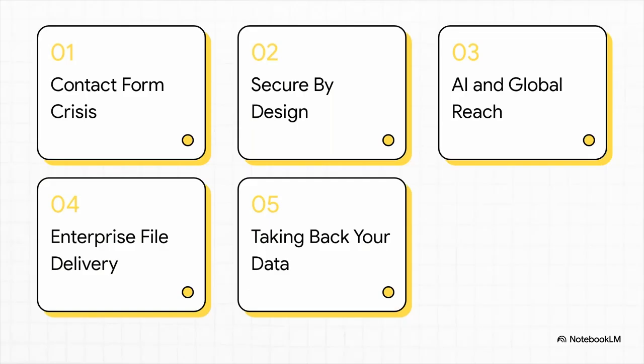So here's our roadmap for the explainer today. We'll start with number 1, the contact form crisis. 2, built secure by design. 3, AI and global reach. 4, flexible enterprise file delivery. And we'll wrap up with 5, taking back your data.